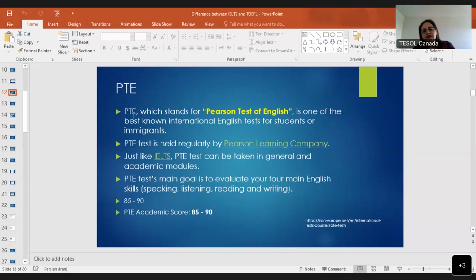It's very popular in Australia, actually. It's one of the best known international English exams. But it's very popular in Australia and somewhat in Britain. And it's held regularly by Pearson Learning Company. It's just like IELTS, and it can be taken in general and academic modules. The main goal is to evaluate your four main English skills: speaking, listening, reading, and writing. 85 to 90 is the highest. So the highest score is 85 to 90.